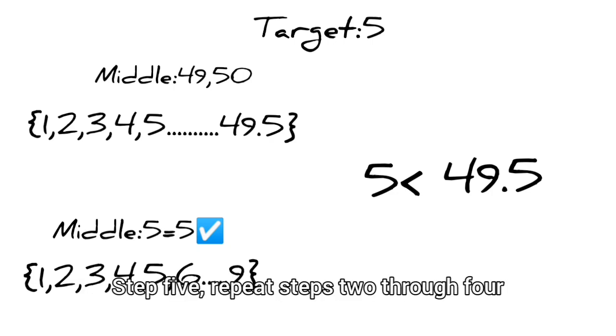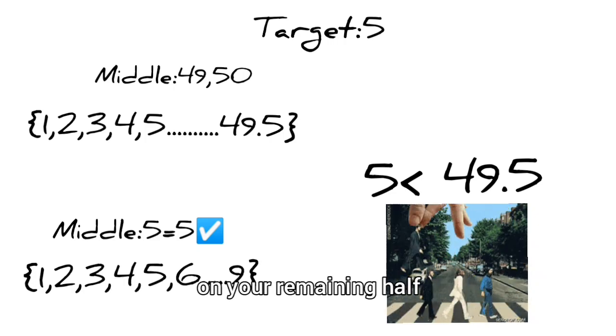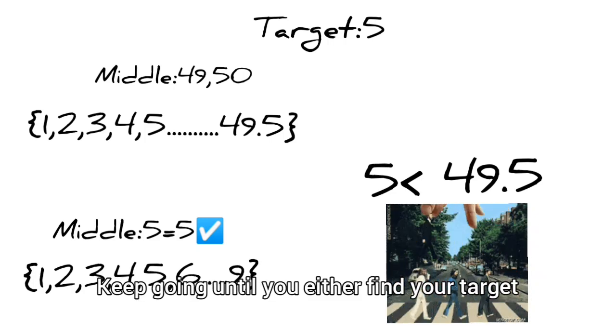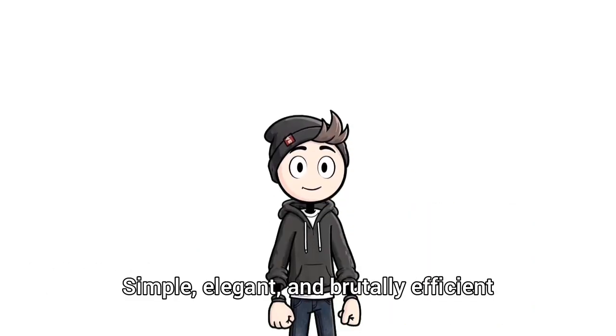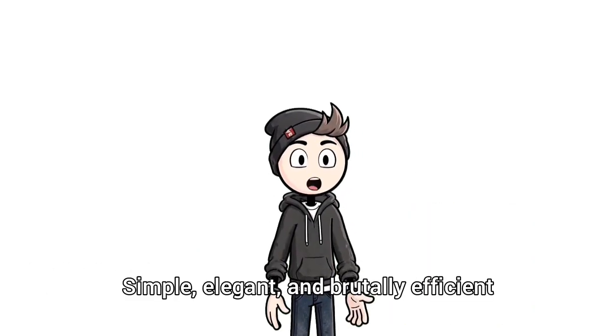Step 5. Repeat steps 2 through 4 on your remaining half. Keep going until you either find your target or your list shrinks down to nothing, which means the item isn't there. That's it. That's the whole algorithm. Simple, elegant, and brutally efficient.